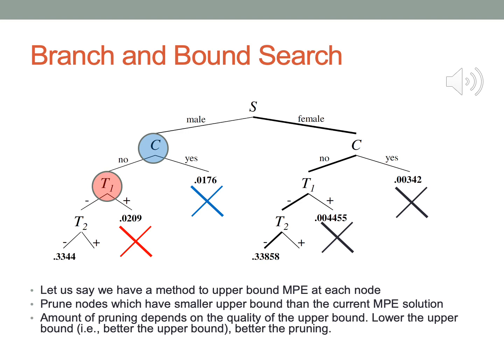Now, since the upper bound is telling us that the maximum you can get if you set T1 to positive is 0.0209, what we can do now is we can safely prune the subtree that is rooted at T1 equals positive, right? Which is now shown by an X under the subtree which is rooted at T1 equals positive. And I should say the color of the cross is red.